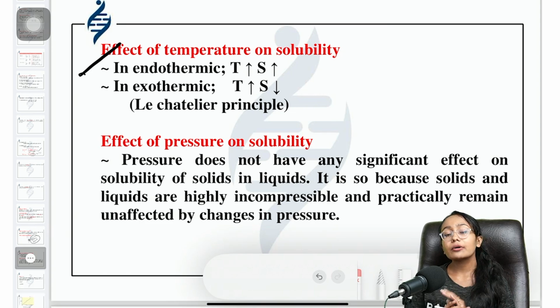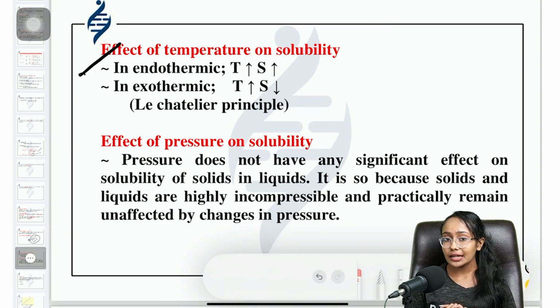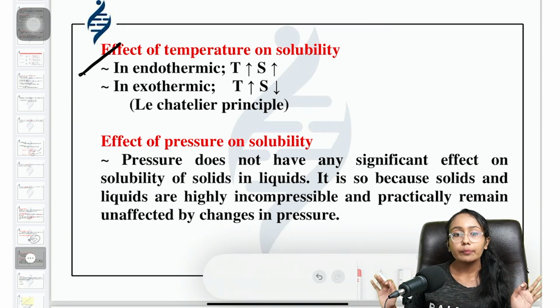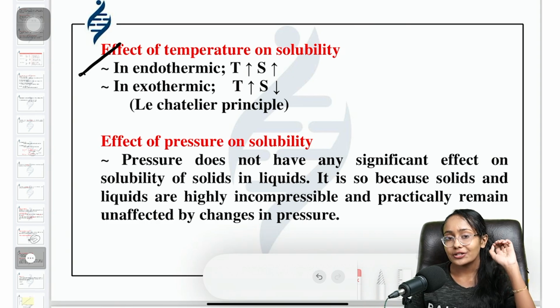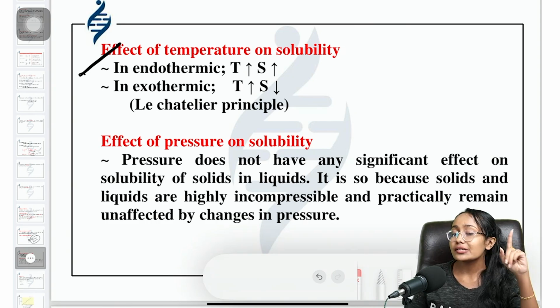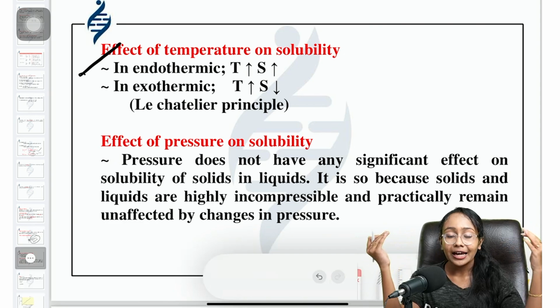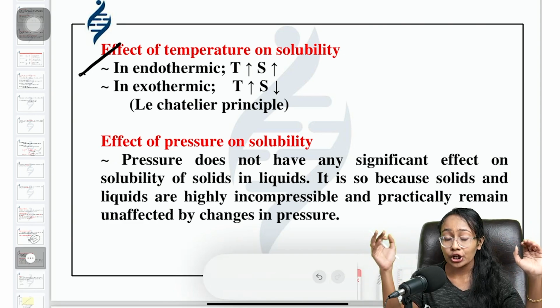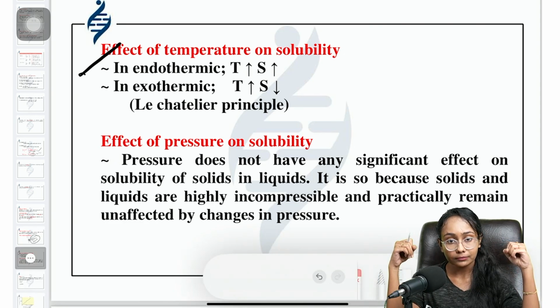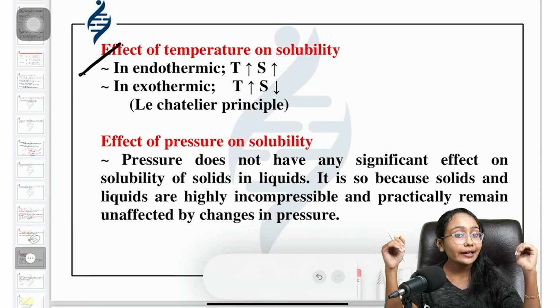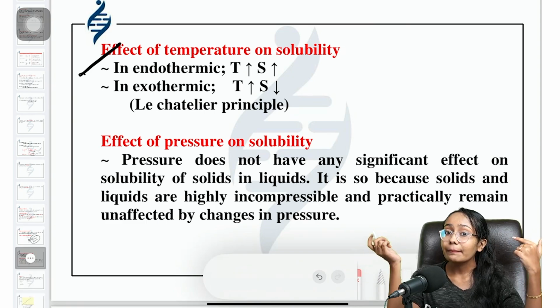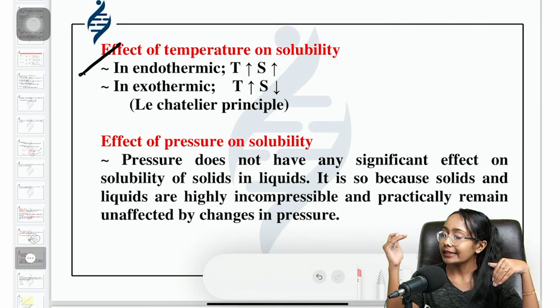You might have learned about Le Chatelier principle in your previous classes. We don't have to go in depth about Le Chatelier principle, but just keep in mind an exothermic reaction is a reaction in which heat is given out or released. Endothermic reaction is a reaction in which heat is absorbed. In the case of endothermic reaction, heat is absorbed. So when temperature increases, solubility automatically increases.